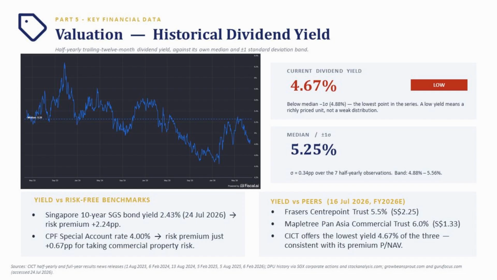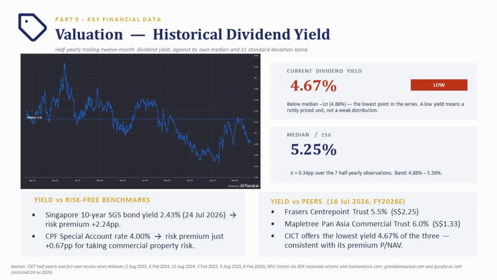The mathematical mechanics here are critical for the valuation analysis, because the current yield of 4.67% falls entirely outside the band. The metric has fallen completely outside and below the -1 standard deviation mark of 4.88%. So we are not just looking at a slight dip below the median. We are in historically uncharted territory for this trust's yield over the observed period. This makes the 4.67% yield the absolute lowest point recorded within the entire 7-period observation series.